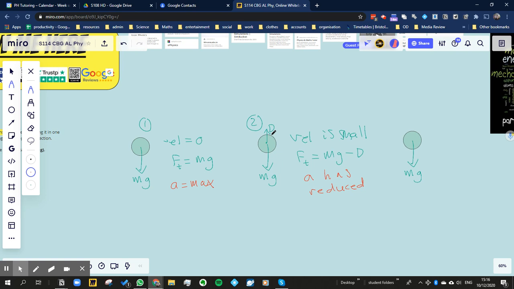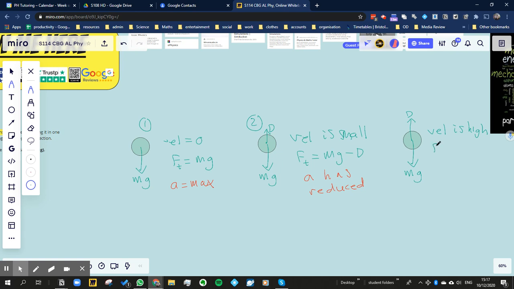we have a little bit of drag. Now the acceleration has reduced, but it's still accelerating, which means the velocity has still increased. Now the velocity is high, and because it's high, the drag is also high, because drag is dependent on velocity.